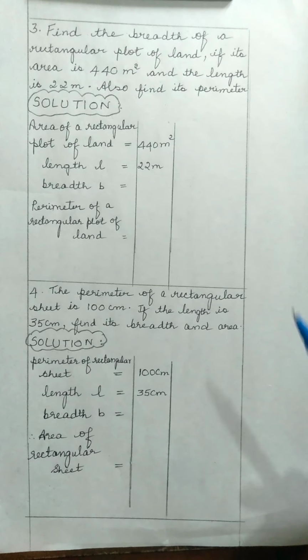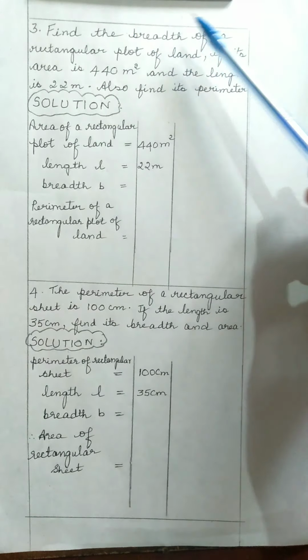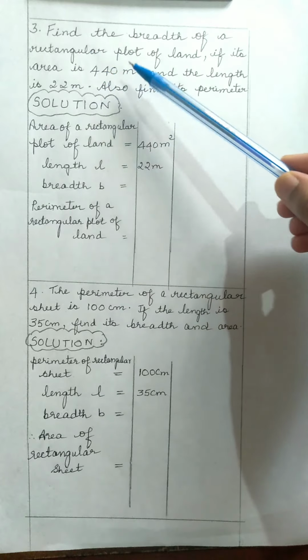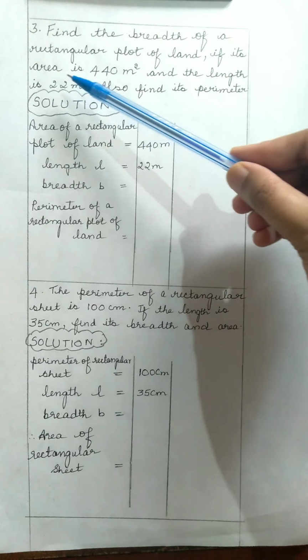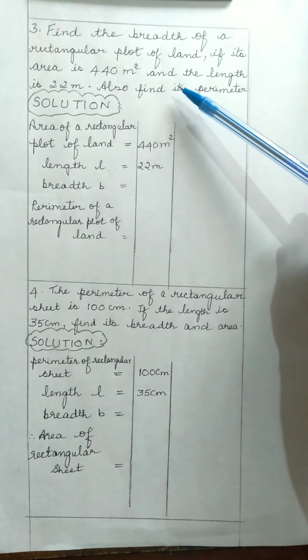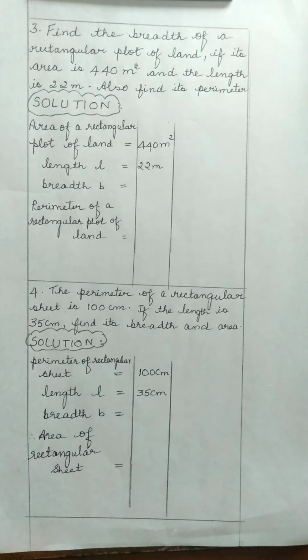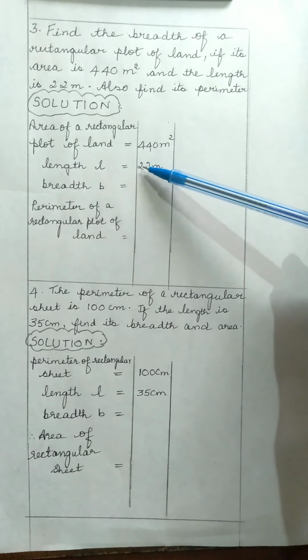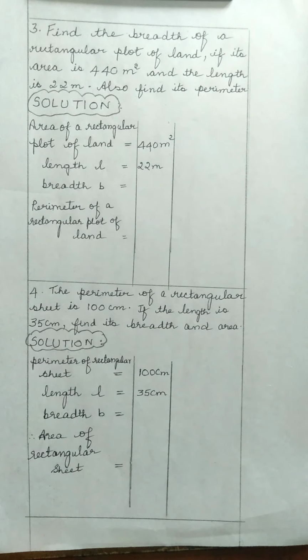Next, we shall solve the third problem, children. Find the breadth of a rectangular plot of land. If its area is 440 meter square and the length is 22 meter, also find its perimeter. Therefore, in the given problem, we need to find out the breadth and perimeter of rectangular plot of land. Given its area, that is equal to 440 meter square, the length is given with 22 meter. Therefore, the land is in the shape of a rectangle. So, the length and the area measurement is given. We need to find out breadth and perimeter.